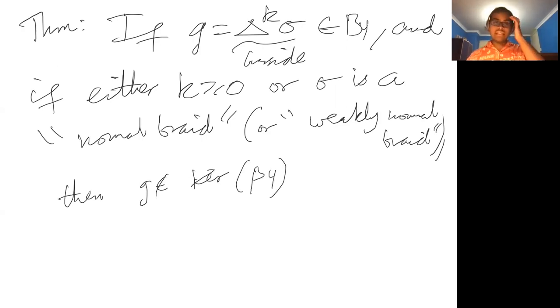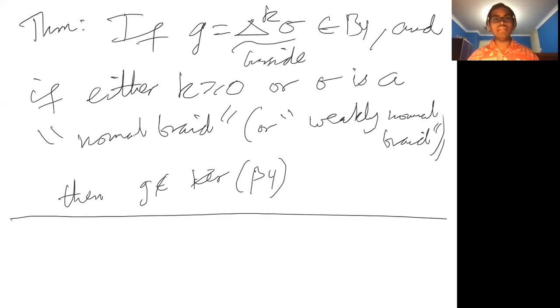So if k is non-negative, it's never in the kernel. That's not difficult. That's relatively straightforward. But if k is negative, you have this mild condition on the braid. So almost all braids are normal or weakly normal. I will show you what it is. But almost all braids are normal or weakly normal. So you put this mild condition on sigma, you can rule out G from being in the kernel of beta 4. So that's the main result. But now I need to tell you what a normal braid is. And I'll show you why it's generic.